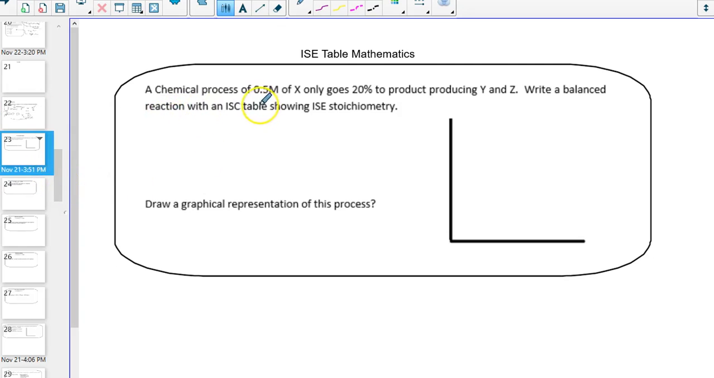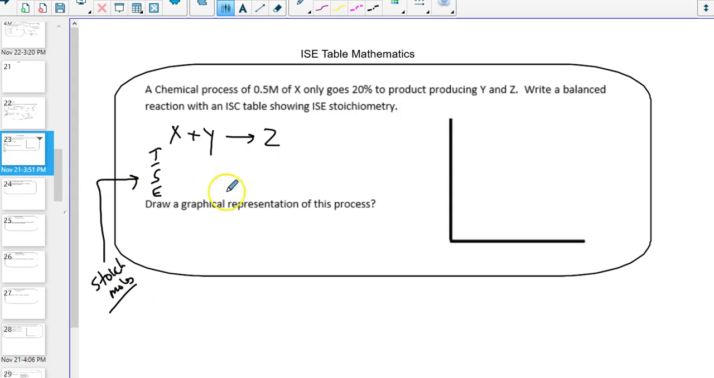A chemical process of 0.5 molar X only goes 20% to product of X and Y. Alright, so in this situation, let's just do X plus Y yields Z, and I'll use that reaction. It doesn't say anything else. So initial stoic ratio. Now keep in mind, for stoic, we essentially always use moles here. And you can use moles in equilibrium, but you have to divide them all out into molarity before you use your expression.